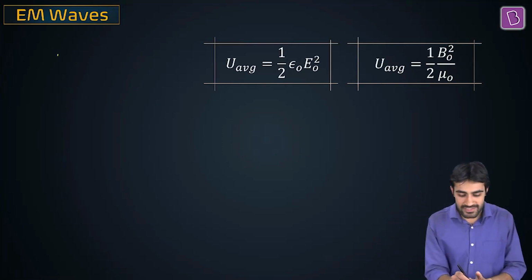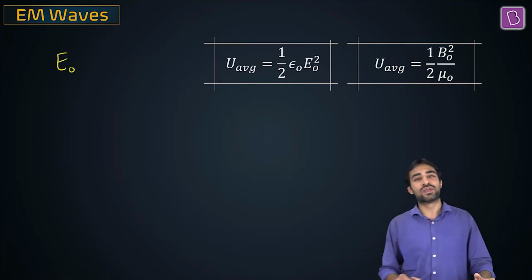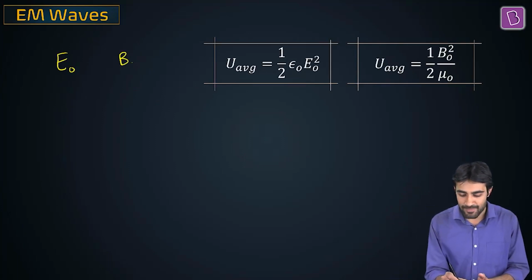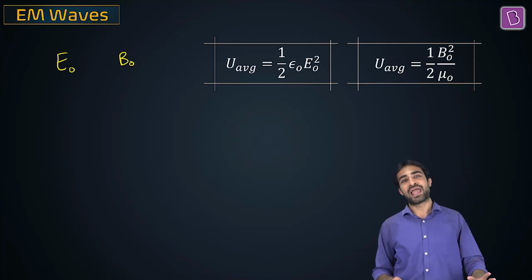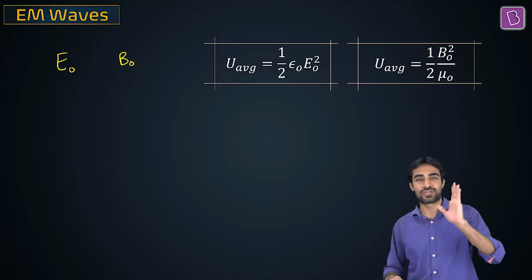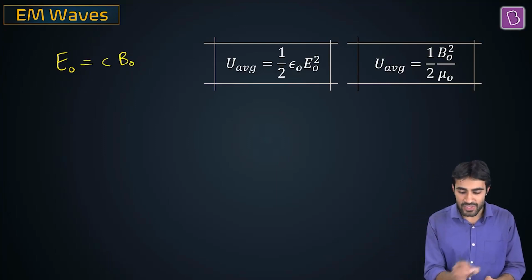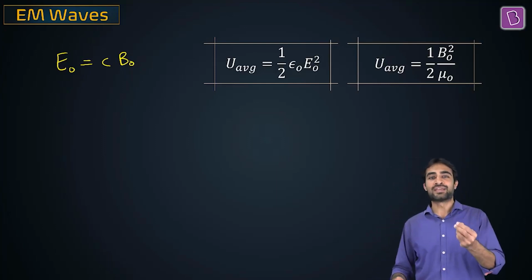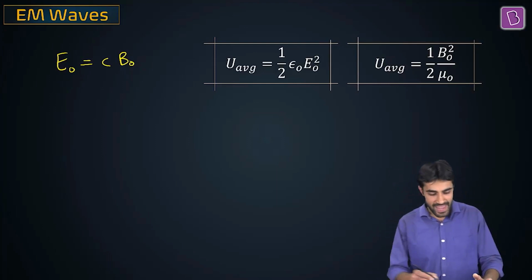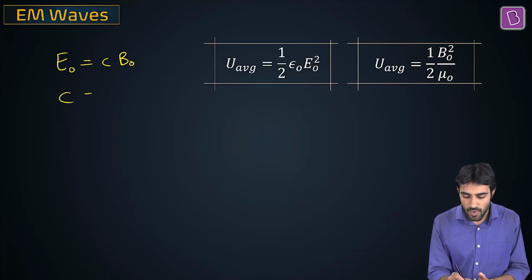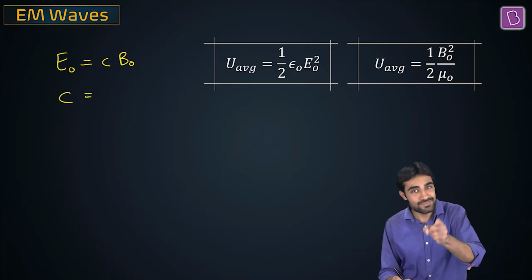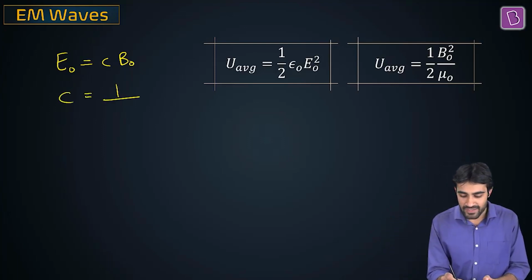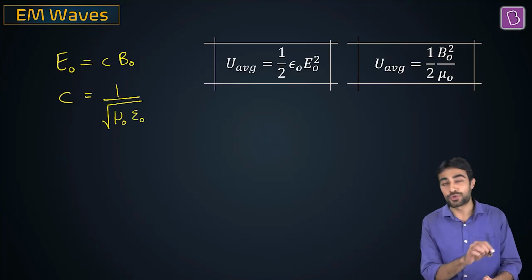What is E naught? E naught is the amplitude of the electric field. And what is B naught? B naught is the amplitude of the magnetic field. And these two also have some relation. The relation is E naught equals C times B naught. This is what we get from Maxwell equations. And there is another equation for C. C is the speed of light, and the speed of light comes out to be 1 upon root mu naught times epsilon naught.